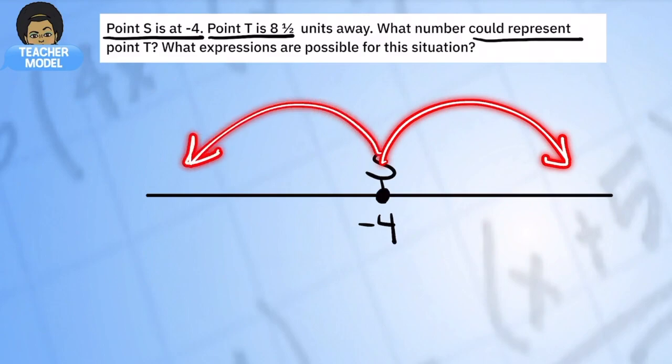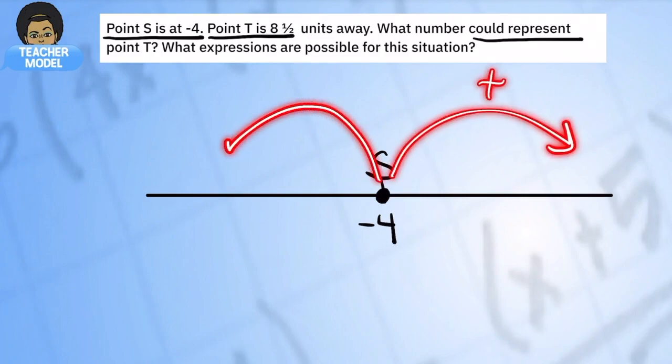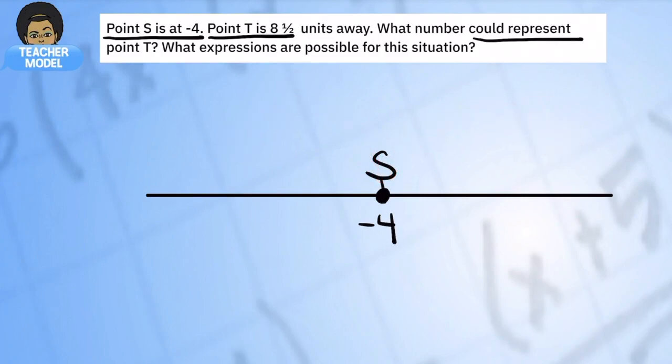It could be 8.5 this way. Those are two very different problems. If we go to the right, we know we're adding. If we go to the left, we are subtracting. So we have two very different problems here. So let's model this out.